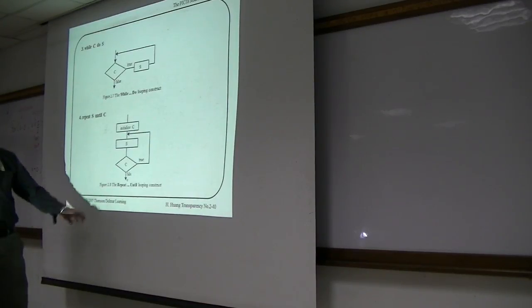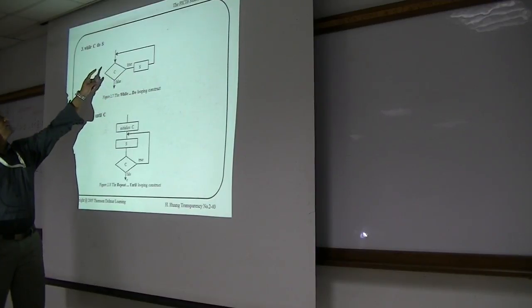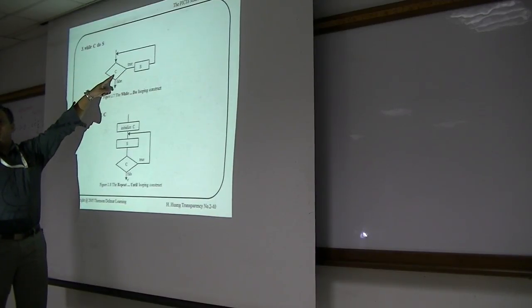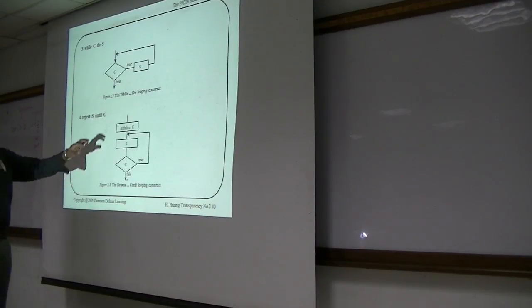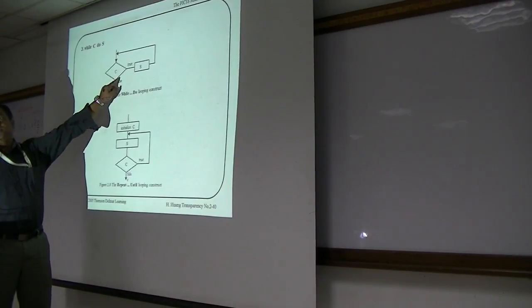You can put a condition, and it will actually check the condition first. While C is true, that means you select a certain condition. Maybe you put a variable, if I is less than 5. As long as I is less than 5, you continue to do the task. So this one is you checking the condition first.